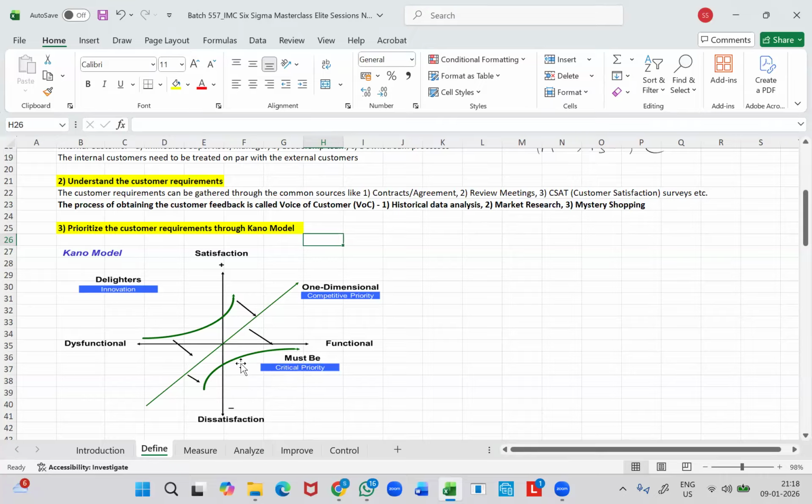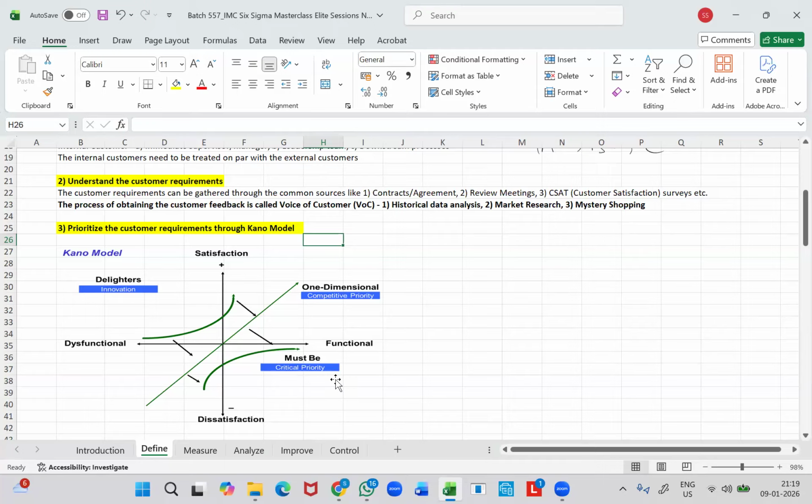So if it is going towards the dysfunctional side, we see a steep dissatisfaction curve for the must-be need. So must-be needs are those where, even if it is fulfilled, the customer is not going to feel satisfied, but if it is not fulfilled, the customer will be highly dissatisfied. This is the primary characteristic of must-be needs, right? So we can clearly understand that must-be needs would be the critical priority. That is why it is written as critical priority.